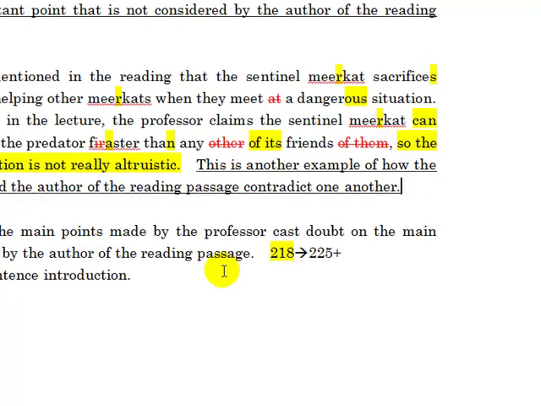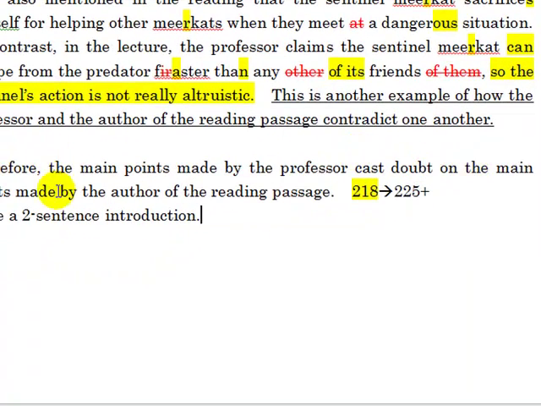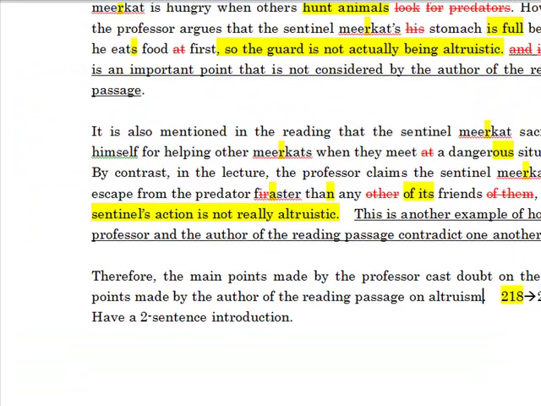Okay, therefore, the main points made by the professor cast doubt on the main points made by the author of the reading passage. And what is the topic? On altruism? Bring back the topic.